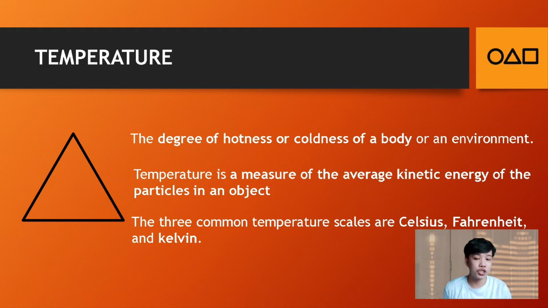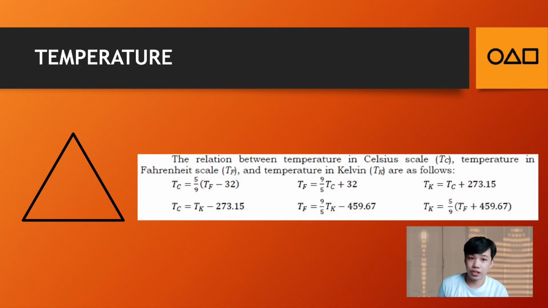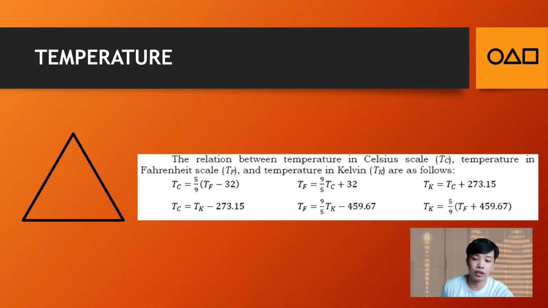Now let's take a look at the relationship between temperature in Celsius, temperature in Fahrenheit, and temperature in Kelvin. To convert from Fahrenheit to Celsius, all you have to do is remember this formula: temperature in Fahrenheit minus 32, times 5 divided by 9. To convert Kelvin to Celsius, all you have to do is remember this: Kelvin minus 273.15, then you will get the value in Celsius. Just follow these formulas.